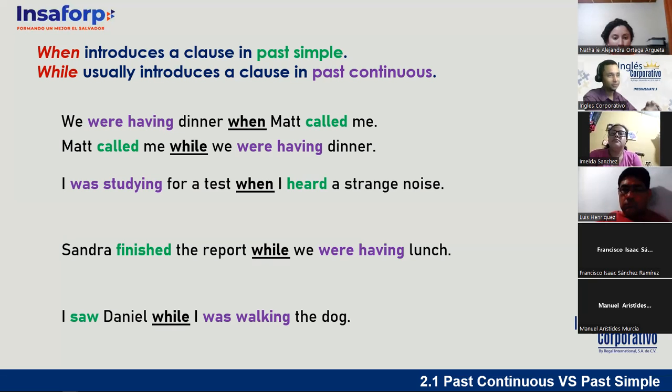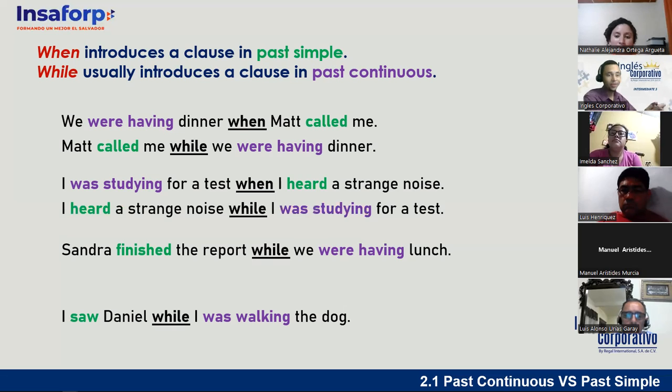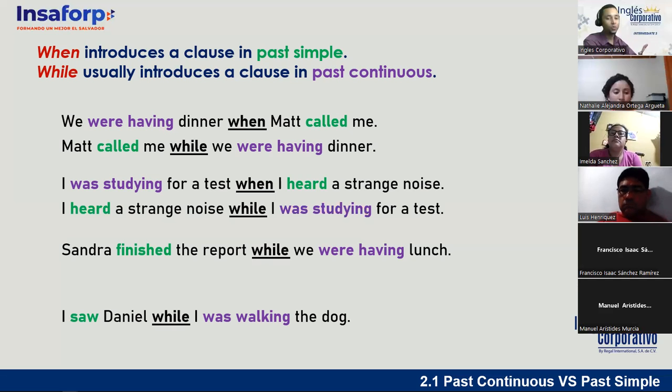Natalie. I heard a strange noise while I was studying for a test. Correct. I heard a strange noise while I was studying for a test. Excellent. Thank you, Natalie. Very good. So I heard the strange noise while I was studying for a test. La idea es exactamente la misma. Solo cambia el orden y cambia when por while. Pero es la misma idea.